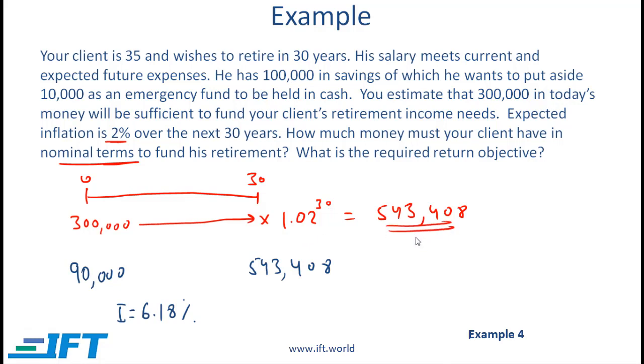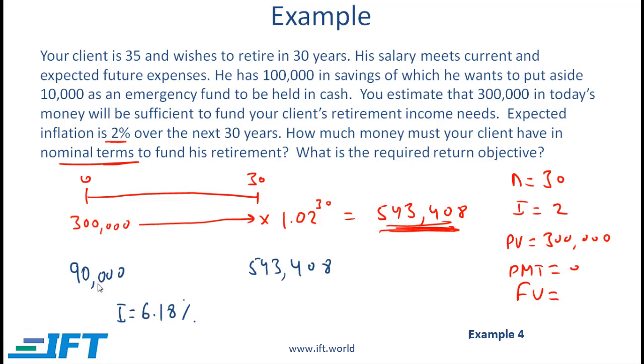You could also use the financial calculator functions and put in n is equal to 30, interest rate per year of 2%, present value of 300,000. The payment is 0 over here, and you compute future value. Either way, you will get this number. Then the next part is, what is the return objective?